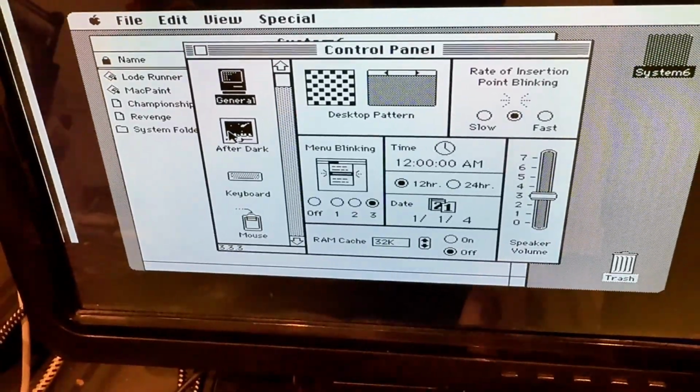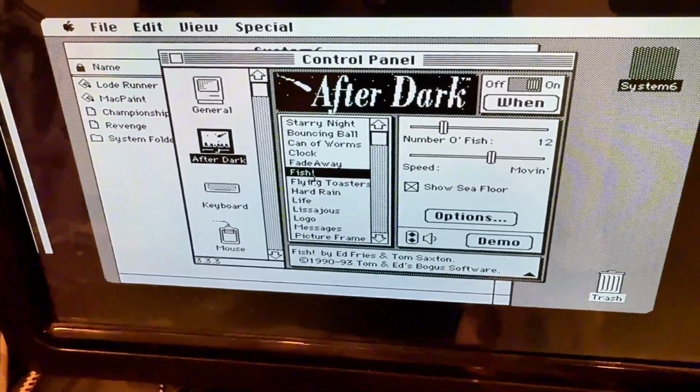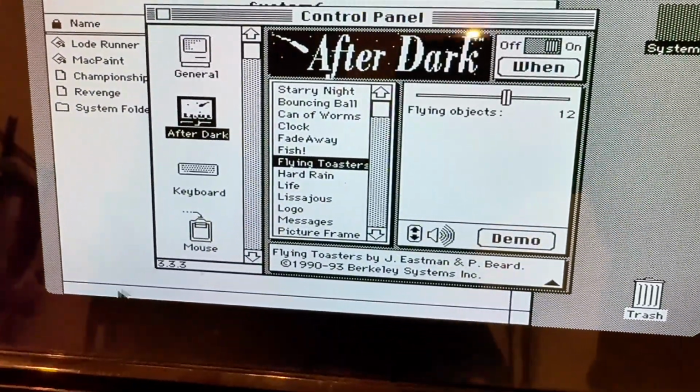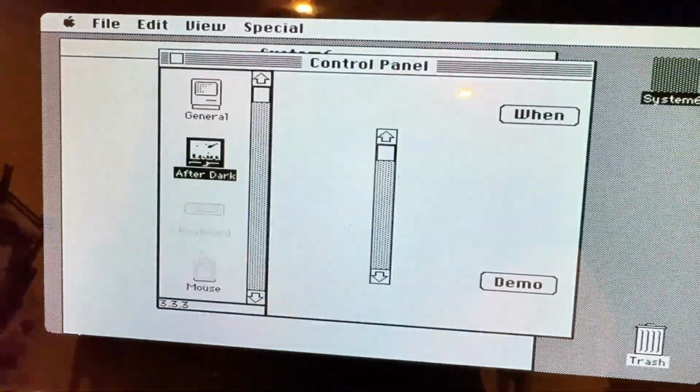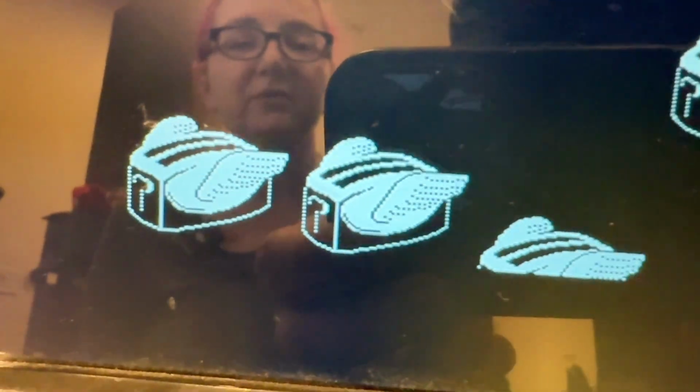So we get to have stuff like control panel, which means we get to have, move to the corner there, flying toasters. Yeah, your classic After Dark flying toasters here in a beautiful monochrome. And it's not too bad, it's not too slow. Like I said, the issue is mostly the mouse servicing is still being wonky.